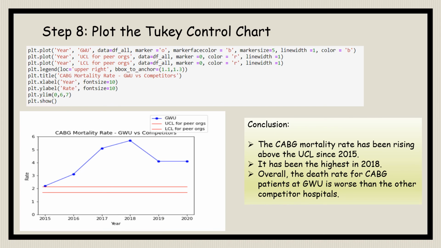We can now move to plotting the Tukey control chart. The observed line, which is blue, is the data for George Washington University Hospital, while the control lines in red are the values for the competitors. As you can see, the CABG mortality rate has been rising above the UCL since 2015, and it has been the highest in 2018. So we can say that overall, the death rate for CABG patients in George Washington University Hospital is worse than the other 3 competitor hospitals.